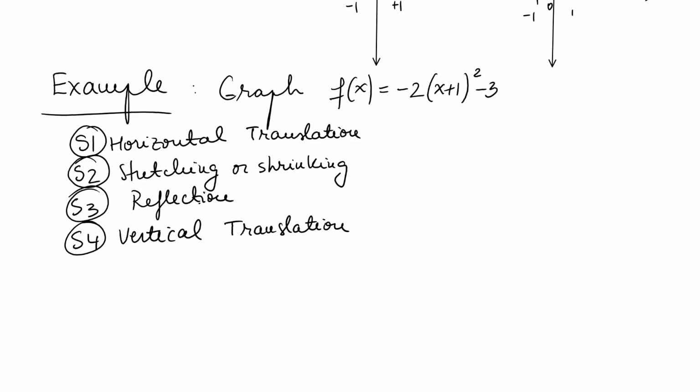So let's take a look at this example. We have f of x equals negative 2 times x plus 1 to the second minus 3. Well, when we have more than one transformation, there is an order of operation, like you use PEMDAS for numbers. The first one is we have to do the horizontal translation. Then we have to do the stretching or shrinking. Then we have to do reflection, and then we have to do vertical translation.